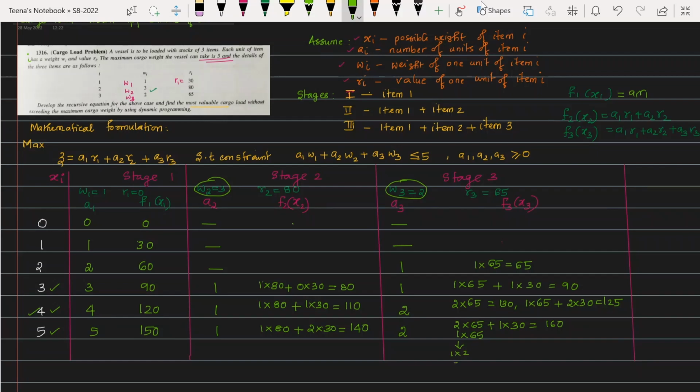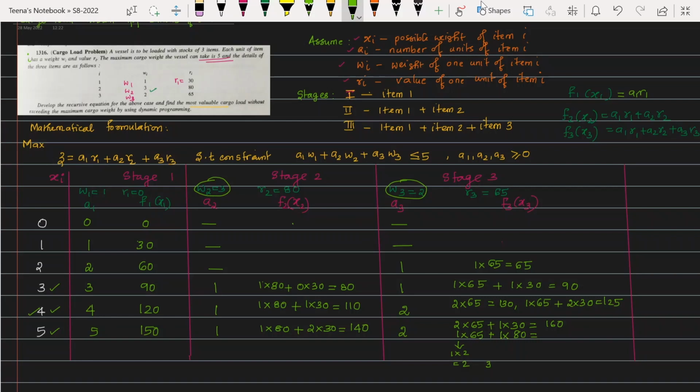So this is equal to 2. So the remaining 3 units of weight are required. Those 3 more units of weight can be taken from the second item. So that is 1 into the second item, 1 into 80. So that is 65 plus 80.